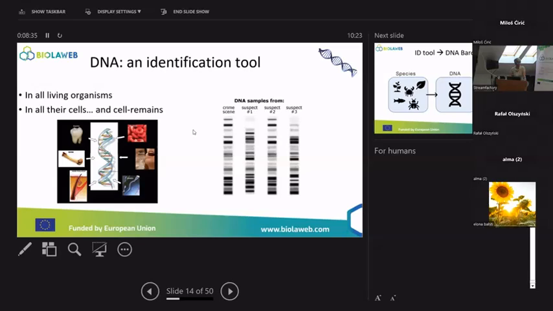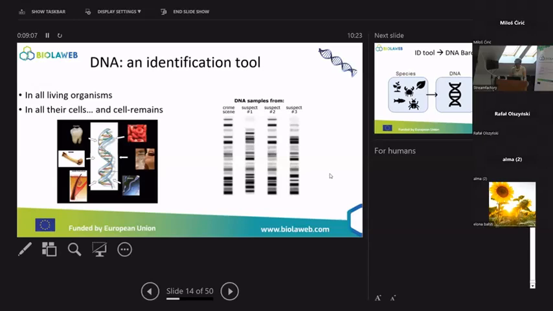When DNA is found on a crime scene, it can be compared to the DNA of different suspects, and then by comparison, you can find if the criminal is among your suspects. For example, here suspect 2 has a similar DNA as the one that was found on the crime scene.